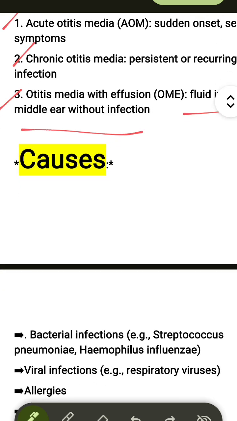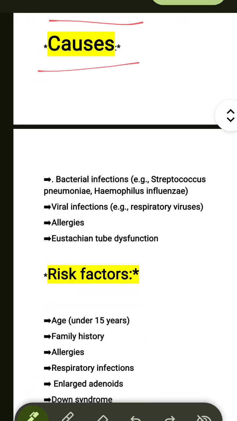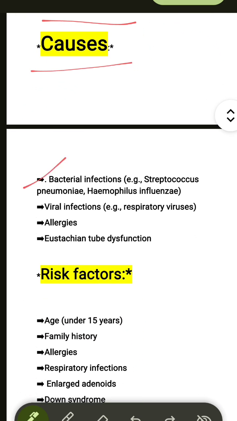Next we'll see the causes. The other name for causes is etiology. So what are the causes? The main causative factors are bacterial infections, viral infections, allergies, and Eustachian tube dysfunction. Bacterial infections are such as Streptococcus pneumoniae, viral infections for example respiratory viruses, allergies, and Eustachian tube dysfunction. So these are the causes.